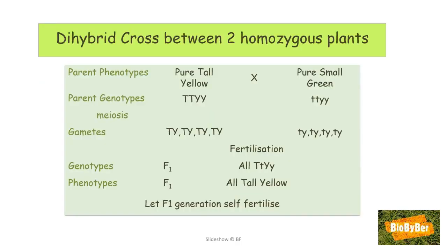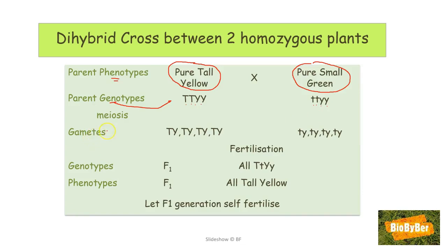Now let's look at a dihybrid cross between 2 homozygous parents. The parents' physical appearance is that they are homozygous, both of them. You have a pure breeding tall yellow pea plant crossing with a pure breeding small green pea plant. Here are the parents' genotypes. What type of genes do they have? Well, because they're homozygous tall and yellow, it can only be big T, big T, big Y, big Y. The other plant is homozygous again. It is small and green, so it can only be small t, small t, small y, small y.